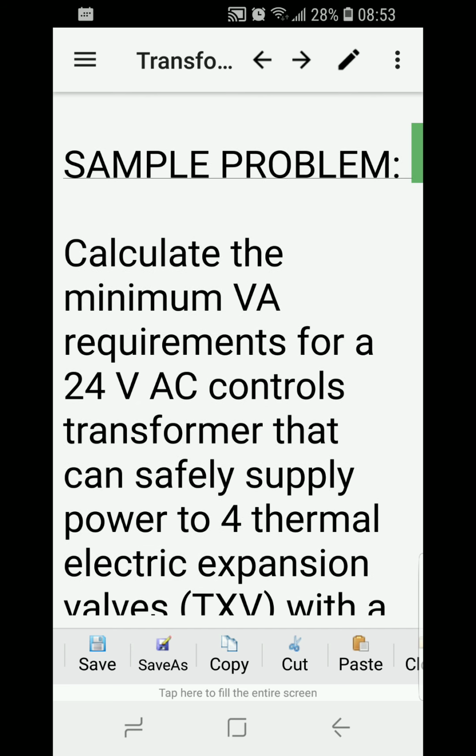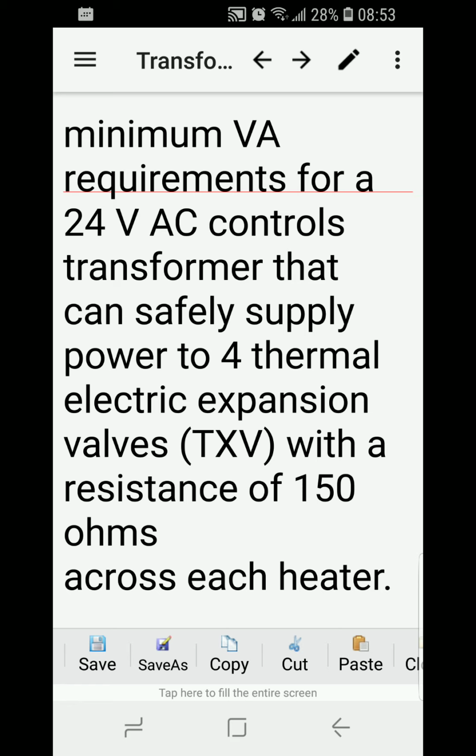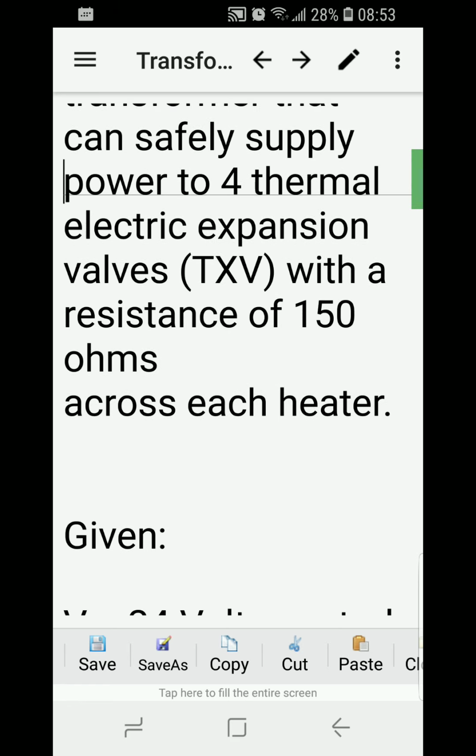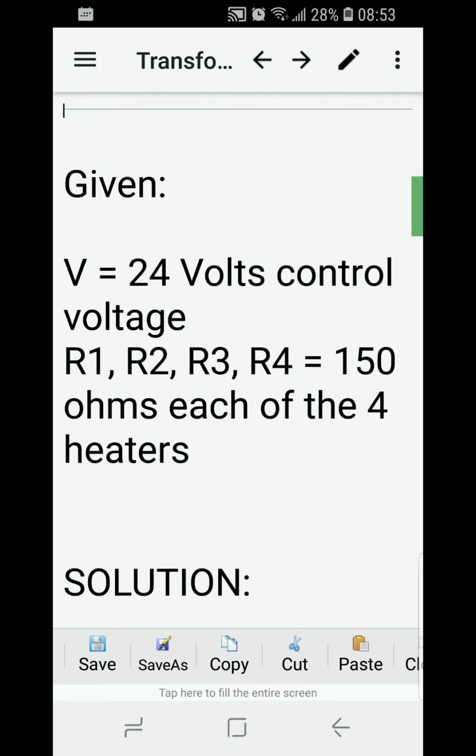Calculate the minimum VA requirements for a 24 volts AC controls transformer that can safely supply power to 4 thermal expansion valves (TXVs) with a resistance of 150 ohms across each heater. So first, we need to analyze our givens.